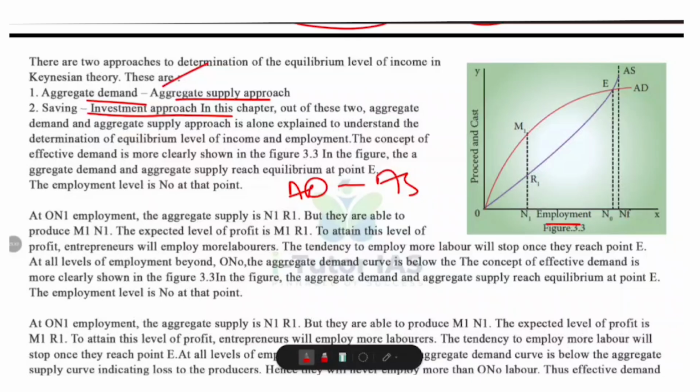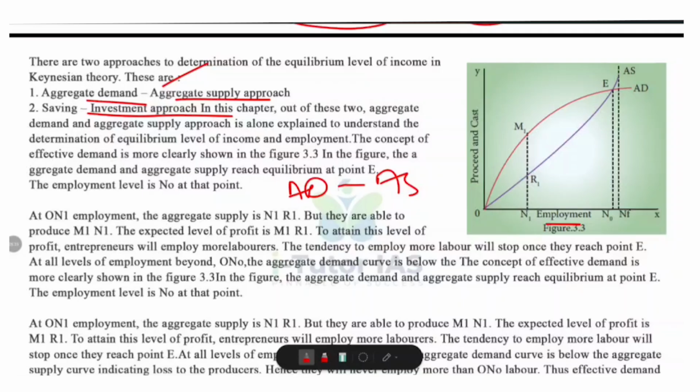And look at this curve, the AS curve. This is called the aggregate supply curve. It is upward sloping, showing that as employment increases, total output and expected revenue also increase, and firms hire more workers when profits are possible. And this red line is called the aggregate demand curve. It is downward sloping relative to employment. It shows planned spending at each level of employment.